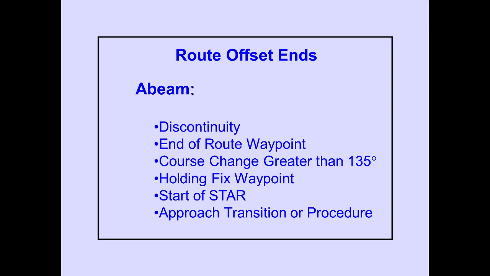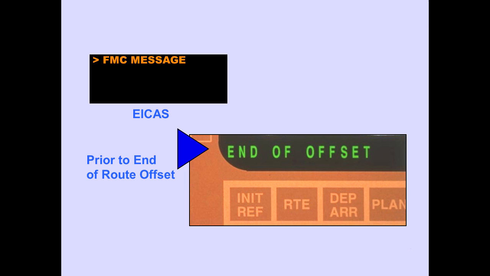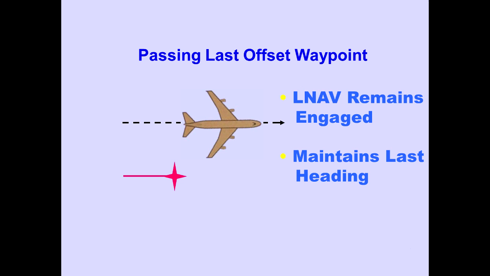The route offset ends at abeam, a discontinuity, the end of route waypoint, a course change greater than 135 degrees, a holding fix waypoint, the start of a standard terminal arrival route, or an approach transition or procedure. FMC message END OF OFFSET is displayed prior to the end of the route offset. When passing abeam the last offset waypoint, LNAV remains engaged and the autopilot maintains the last heading.